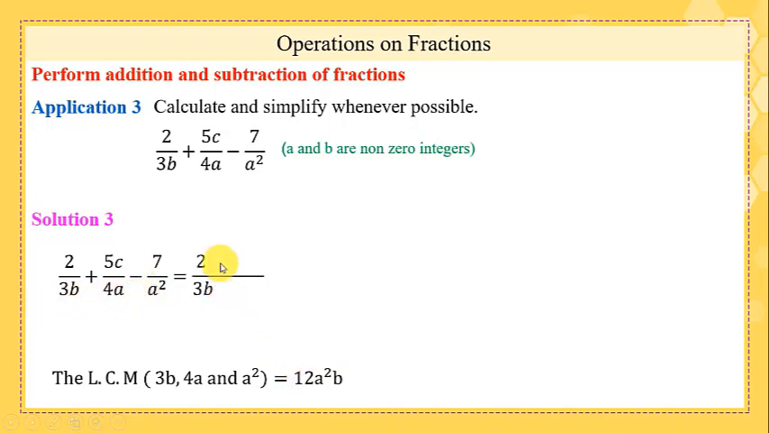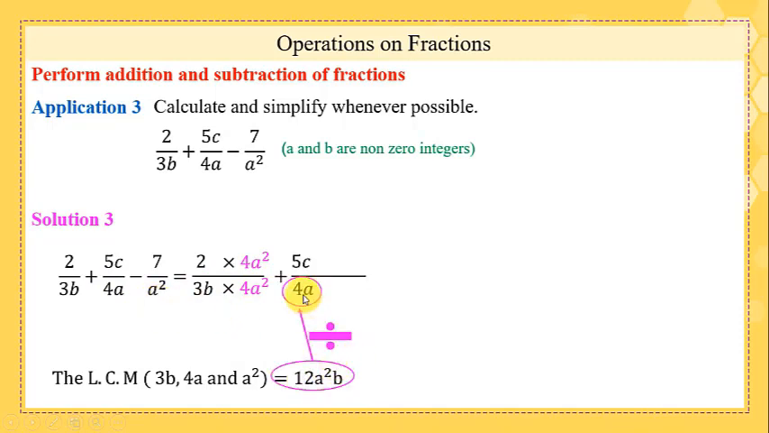So, to find the missing product numbers here, let's try this way. Divide 12a square b by 3b. We will obtain 4a square. Then we will multiply 2 by 4a square and 3b times 4a square. Now, continue for the other two fractions.